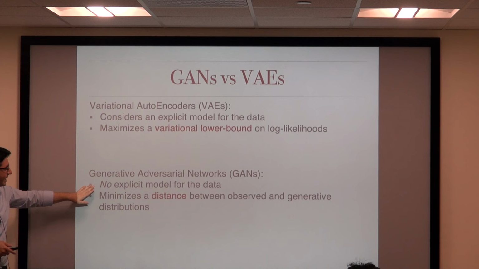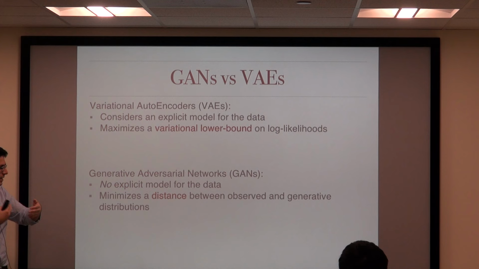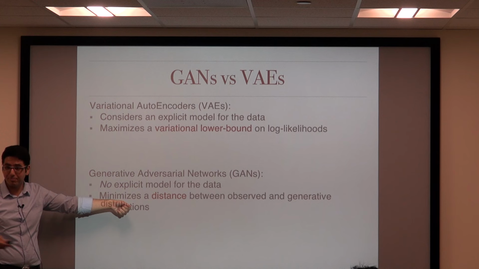GANs, we don't have an explicit probability model. Here we are minimizing a distance between just two distributions, between the observed distribution and the generative distribution. Seems like there's a mismatch here. What is going on here? Because when I don't have an explicit probability model, I have a generator. Now, can I compute a likelihood or an approximation for the likelihood, similar to VAEs, using GANs? It was an open question.